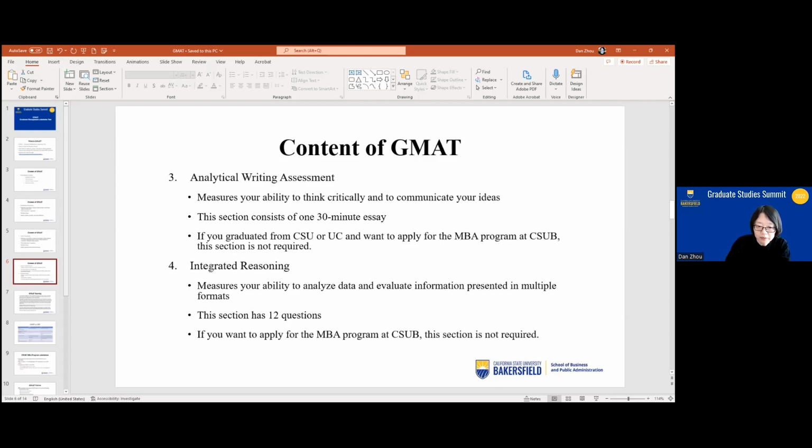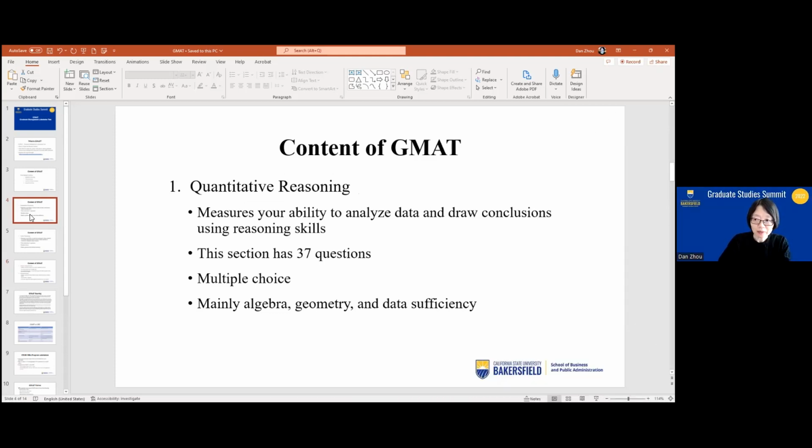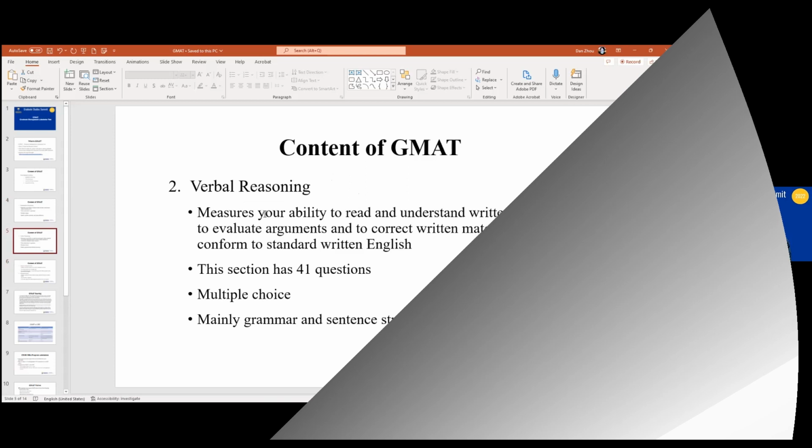Then the last one, integrated reasoning. This section has 12 questions that primarily measure your ability to analyze data and evaluate information presented in multiple formats. Also, if you want to apply for the MBA program at CSUB, regardless of the university you graduated from, this section is not required. So when we consider admission into our MBA program, we primarily consider the first section, quantitative reasoning, and also the verbal reasoning.